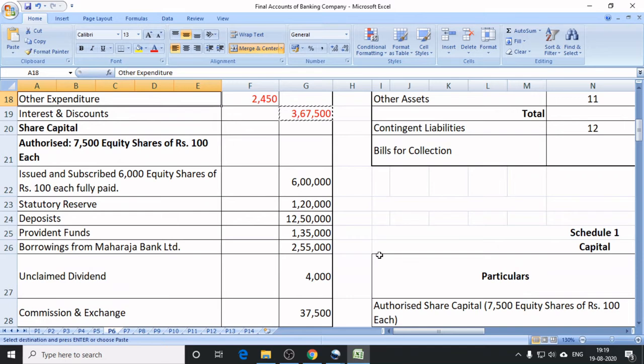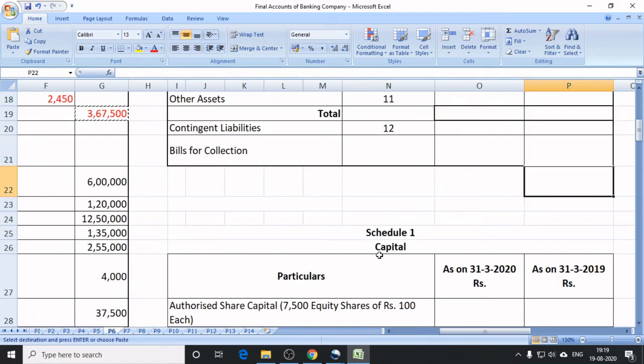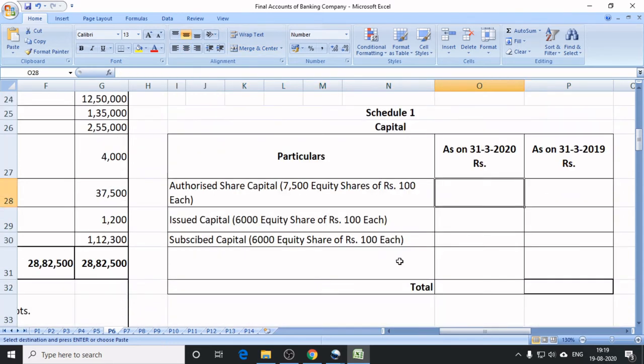Next in the problem, we now have the value of authorized share capital. In authorized share capital, there are 7,500 equity shares, and the value of each share is 100. So first mention authorized capital in schedule number 1. So 7,500 into 100, therefore the value is 7 lakh 50,000. 7,50,000 is the authorized share capital.